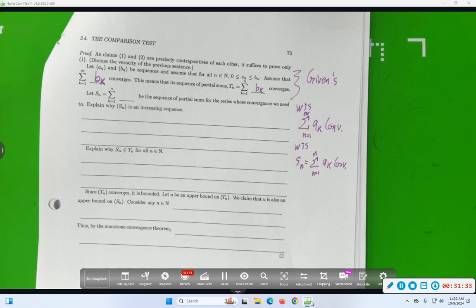And right now the only fancy tool that we have is monotone convergence. So if I want to show that that sucker converges, what two things do I need to show to conclude that, if I want to use monotone convergence? What does the monotone convergence theorem say? Look back and remind yourself if you need to. It says that if the sequence is monotone and it's bounded, then it converges. What are those two things?